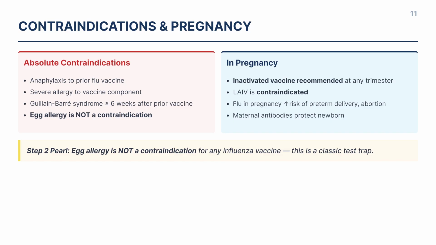For pregnancy, the inactivated vaccine is strongly recommended at any trimester. The live attenuated vaccine is contraindicated. Influenza during pregnancy increases the risk of preterm delivery, spontaneous abortion, and congenital defects. Maternal antibodies also protect the newborn for the first 6 months. Step 2 Pearl. Egg allergy is not a contraindication for influenza vaccination. This is a classic test trap.